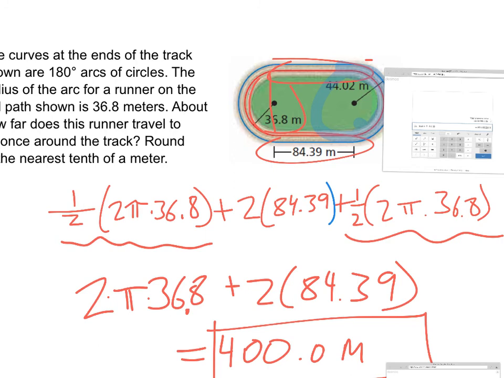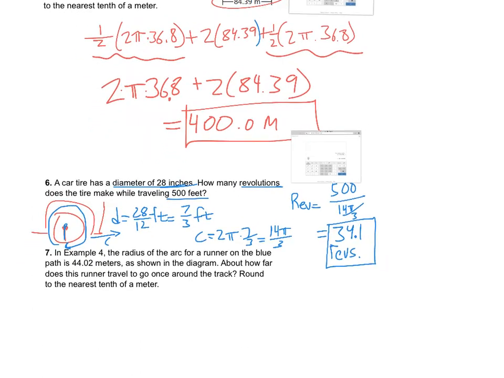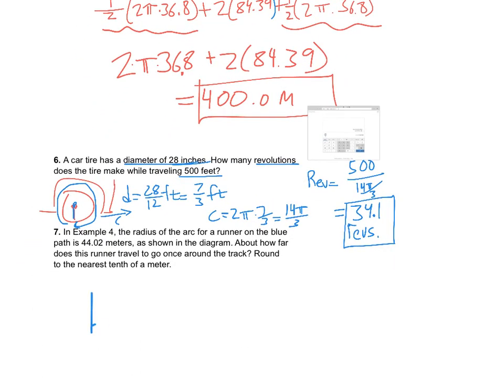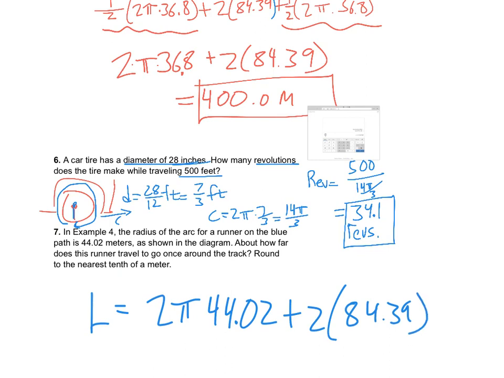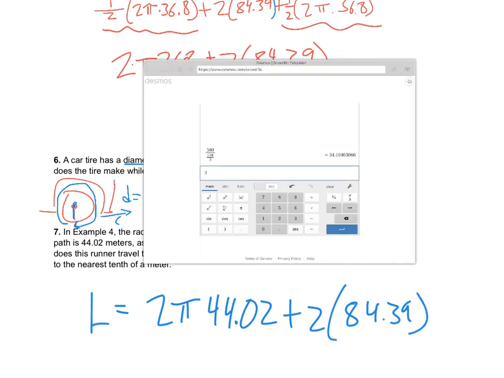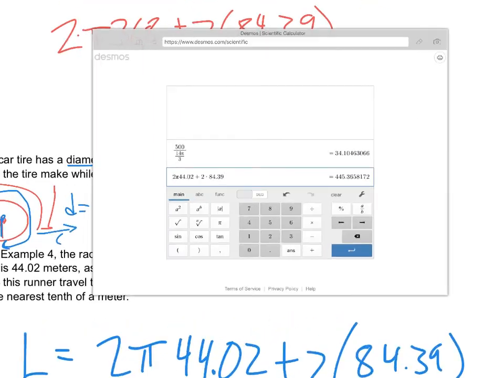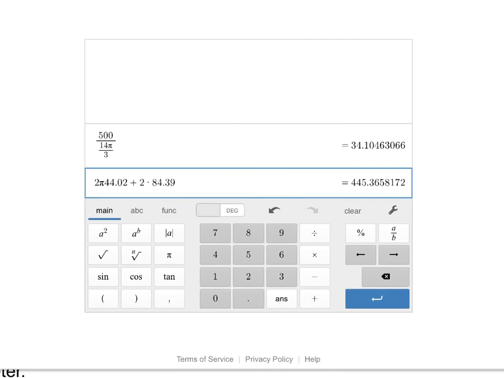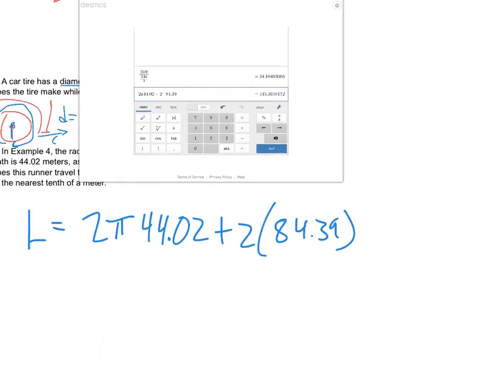If we use this idea that this runner going around the blue track is going half a circle and another half a circle, well, that's a whole circle. That runner also has to run these straight portions here. So we've got a full circle, taking a half and a half, plus the 84.39 doubled. The length is going to be 2 times pi times that 44, because that's 2 half circles plus 2 of the straight portions. We'll let our calculator do the work: 2 times 44.02. So the circumference plus the 2 straight strips gives us 445.4.